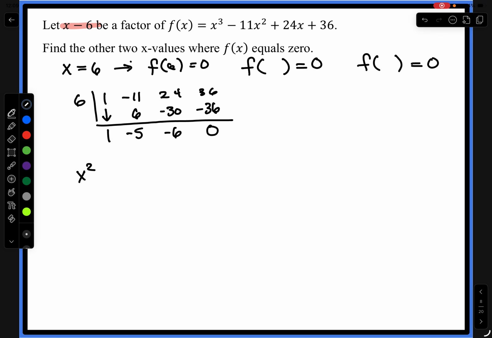So we have x squared minus 5x minus 6, and we're going to see if this equals 0. So hopefully this is factorable. So I'm just going to write my list of factors of 6. The only options are 1 and 6, 2 and 3.